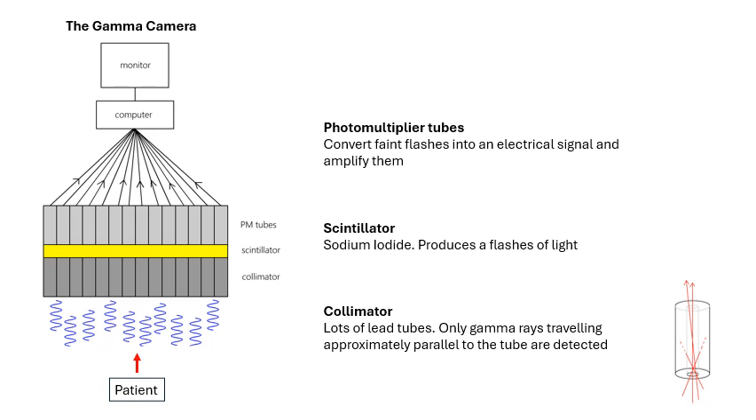The scintillator produces flashes of light. It absorbs the gamma rays and you get flashes of light, and then photomultiplier tubes convert the flashes into an electrical signal, but also multiply the signal a great deal. How do they do that?